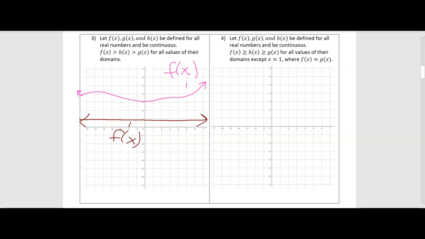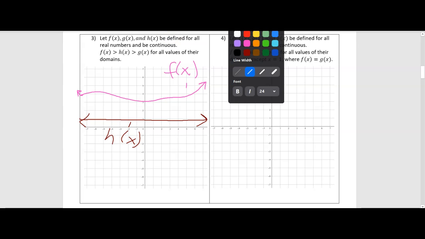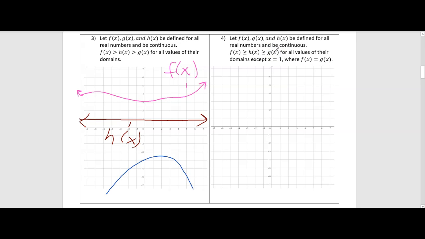Oops, h of x, not f of x. Okay, it's not g of x either. It is h of x. While g of x will be our bottom function. Okay, so again, the shape of the functions is not important as long as you can tell that the function f of x is always greater than h of x, which is always greater than g of x.